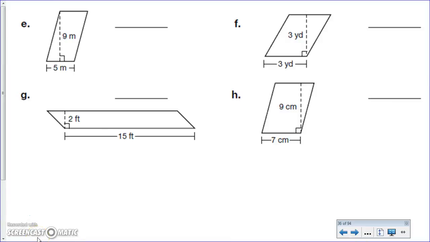All right, for letter E, same thing. Write down the formula. Area equals base times height. And fill in what we know. We know the base is 5 meters times a height of 9 meters. So 5 times 9 gets us 45 meters squared.